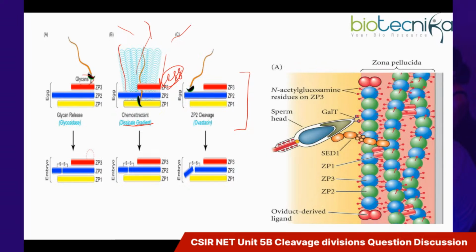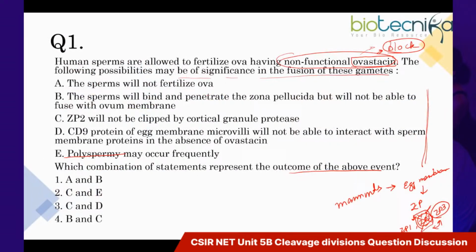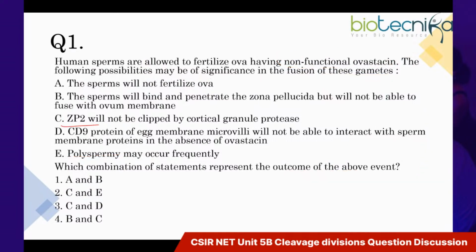And if glycans are there, they are directly binding to the sperm head, so they will not be able to fertilize the egg. As you can see, this disulfide bridge here has been broken. Got it? So if there is non-functional ovastatin, then ZP2 will not be clipped by the cortical granule protease. And if ZP2 is not clipped, then many sperms will be able to bind and enter the egg at the same time, even in a small amount of time. So polyspermy will be occurring frequently. Okay, so C and A is the right answer.